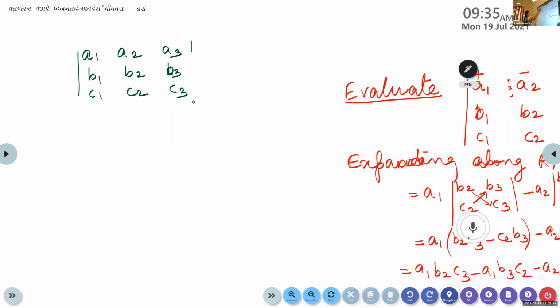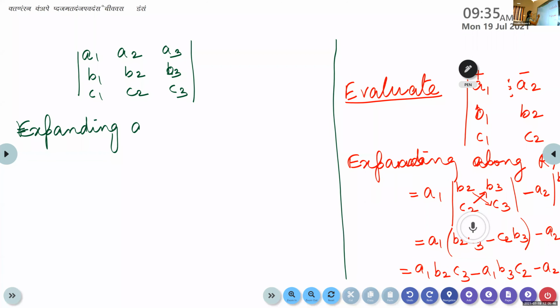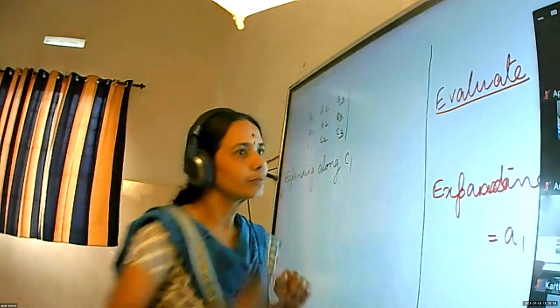Now let us try this one. Don't write. First tell me, children. You can copy it afterwards. First give me the answers. How will you expand? I'm going to expand it along the first column, along C1. So this is our first column. Try this. What will you get? Is it plus A1 or minus A1? For the first element, is it positive or negative?